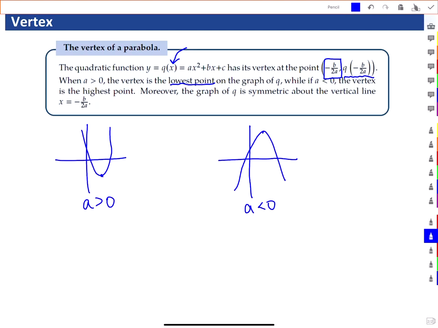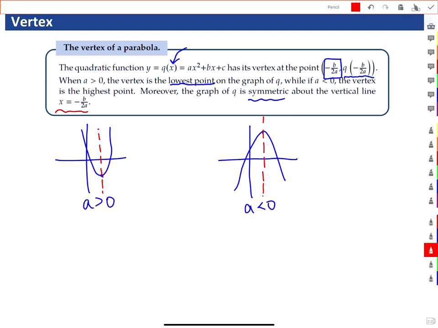Now, another interesting part here is we've got symmetry. So q is symmetric around a vertical line. Let me go ahead and do some more drawing here. There is a vertical line that's going to go through that vertex. Obviously the vertical line has to have the same value as the x coordinate of your vertex. That makes sense. Same thing over here. This would be our line of symmetry. Whew, that's a really badly drawn parabola. I'm sorry.